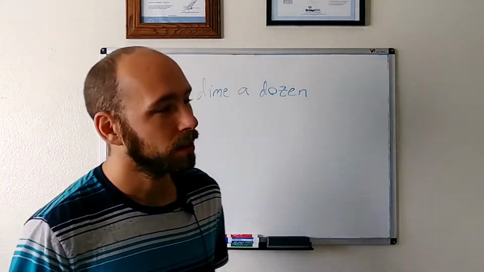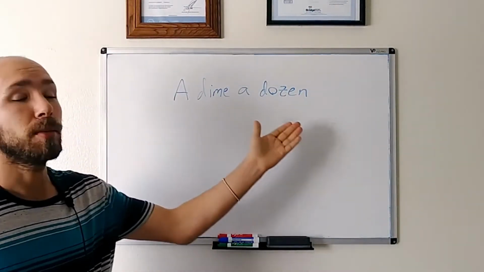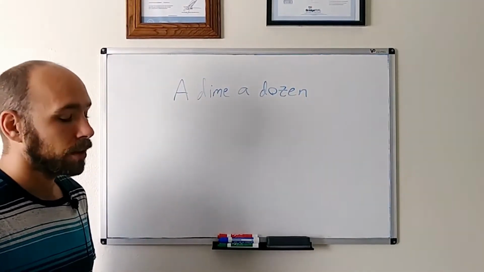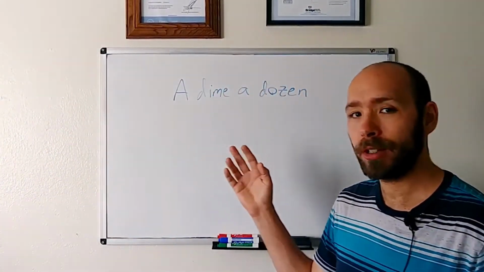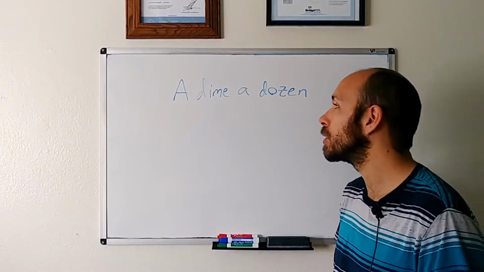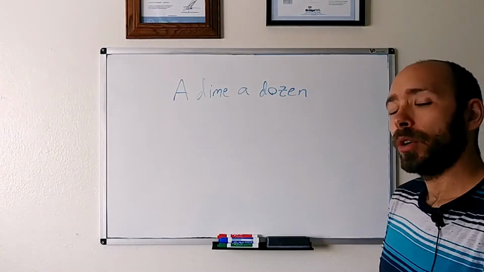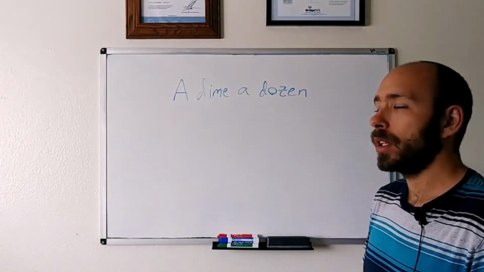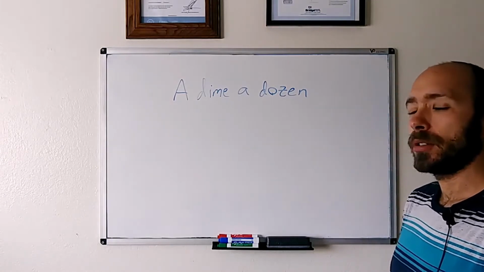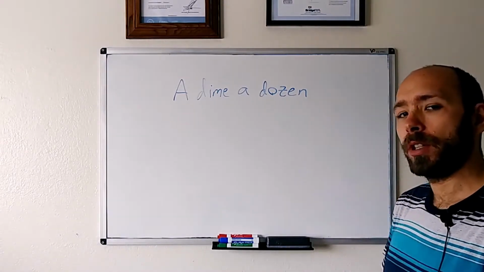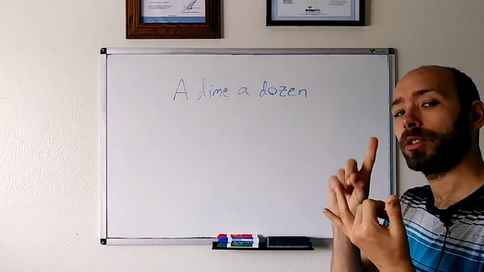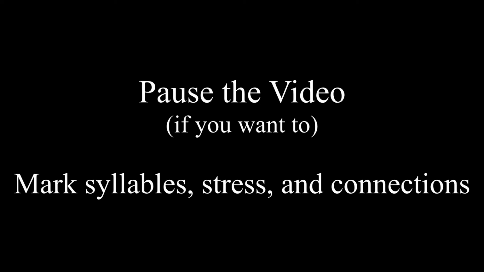Today's bite-sized pronunciation sentence is "a dime a dozen." This is another sentence based on an idiom of the week, so it is actually a phrase, not a complete sentence, which is fine. So I will go ahead and say this sentence a few times so you can hear it. A dime a dozen, a dime a dozen. Go ahead, if you want, pause the video now, mark the syllables, stress, and connections.